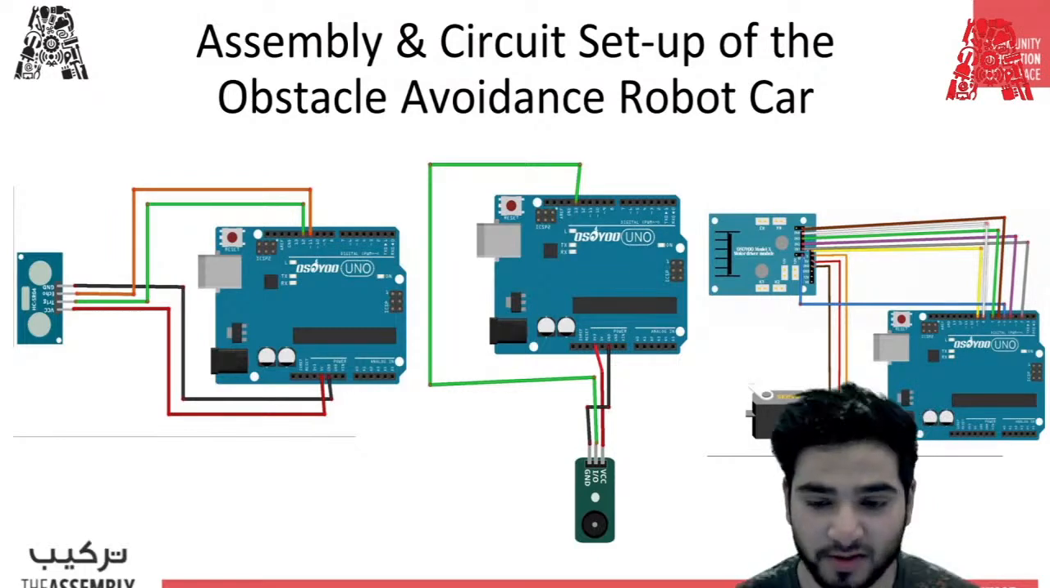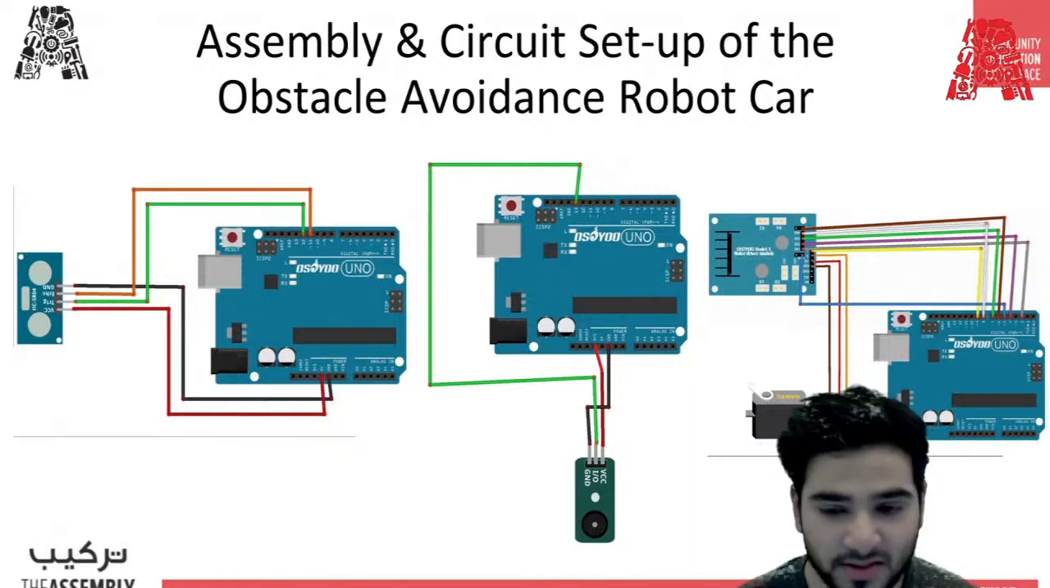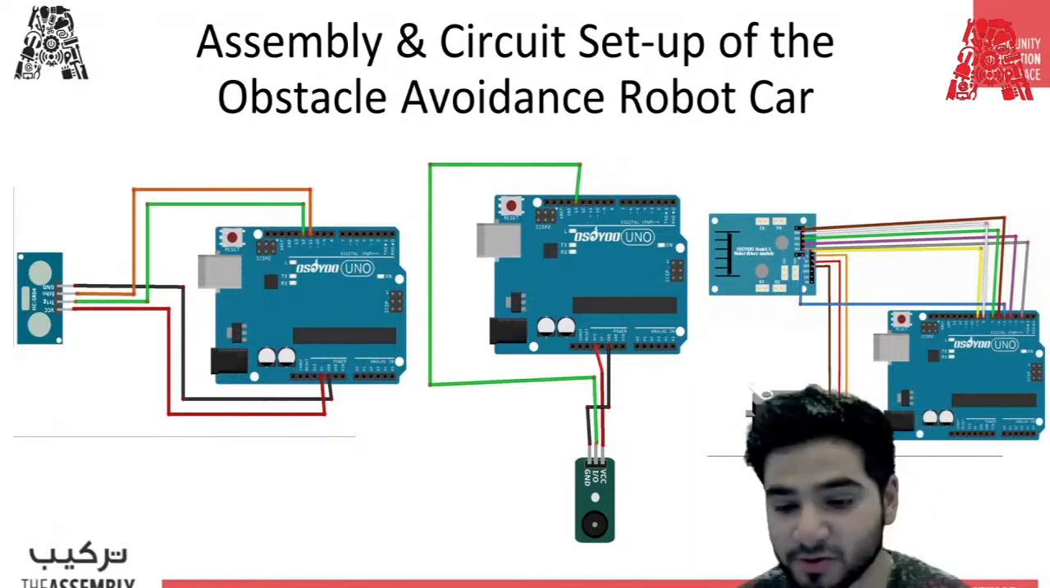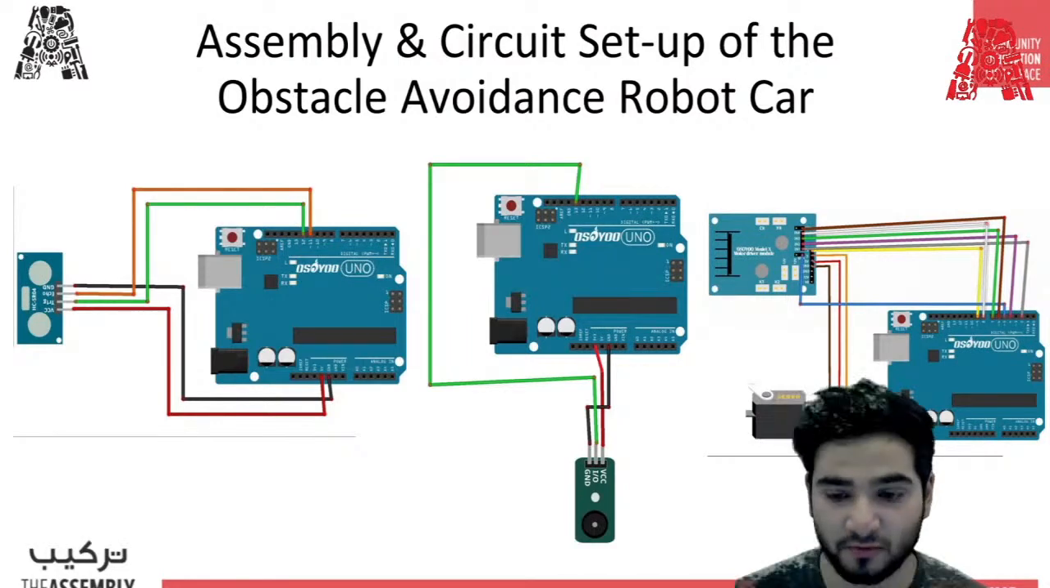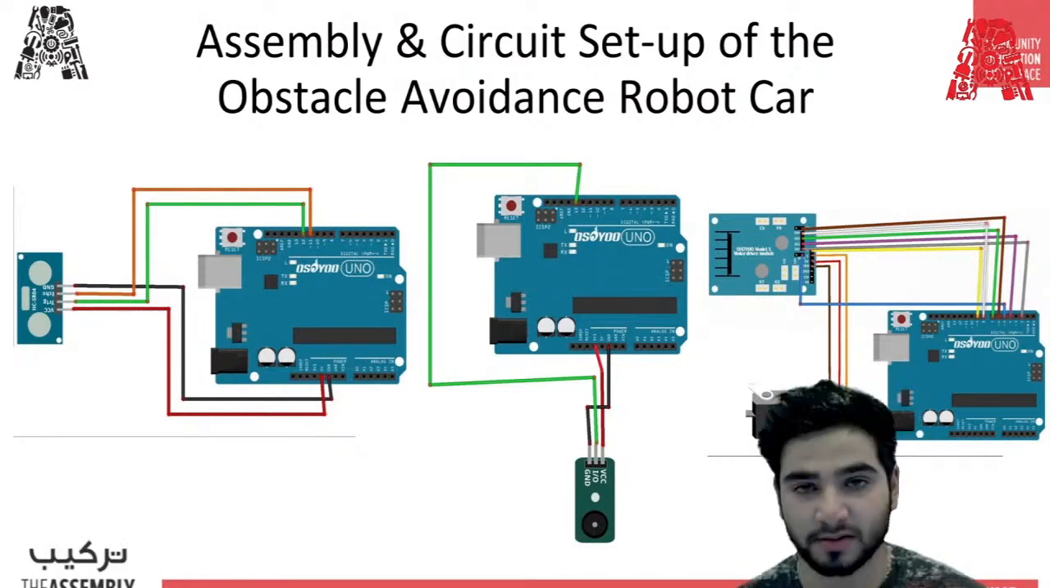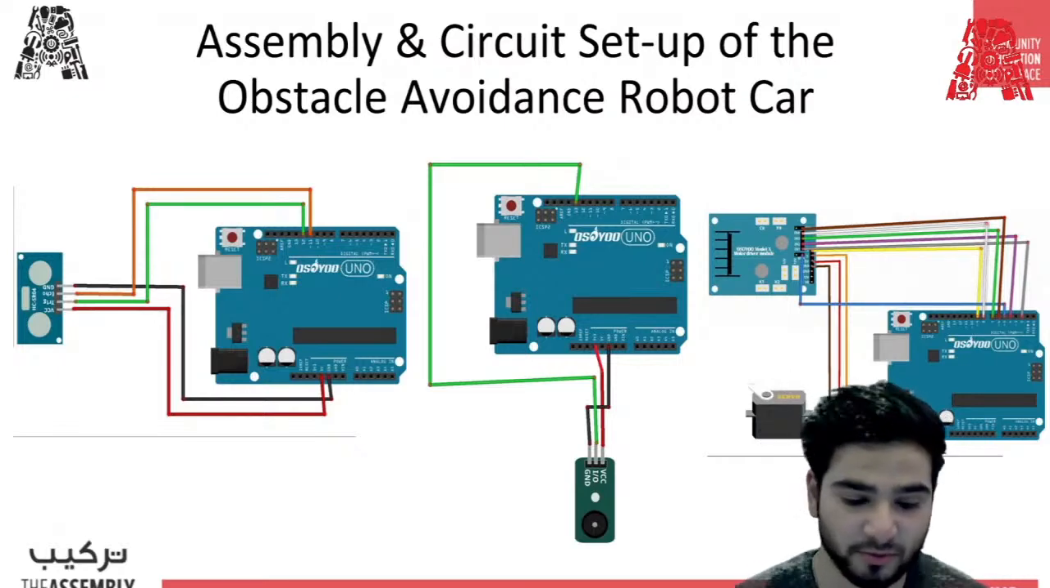And then there is also a servo motor connected to the motor driver. The servo motor, as we discussed before, is going to change the direction of the ultrasonic sensor so that it can look front, left, and right. So it's going to enable those movements.